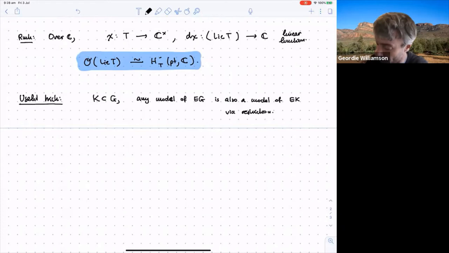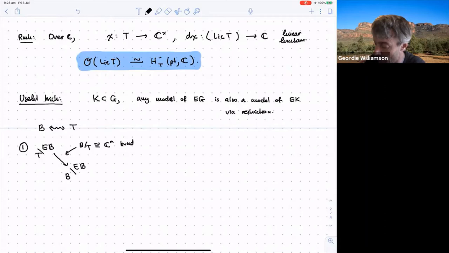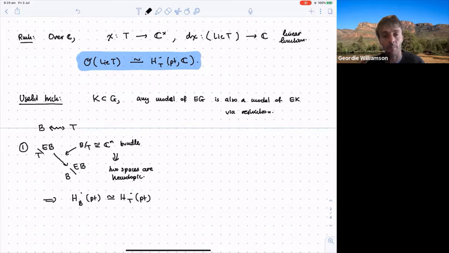This is why I'm discussing it, because the passage between B and T will be important. If we take an EB and mod out T, mod out B, this B mod T is isomorphic to a C to the N bundle. And so this implies that these two spaces are homotopic. So this implies that the B equivariant cohomology of a point is canonically isomorphic to the T equivariant cohomology of a point. This is a general fact that you can always throw away unipotent subgroups in equivariant cohomology, or you can quotient by unipotent subgroups in equivariant cohomology.